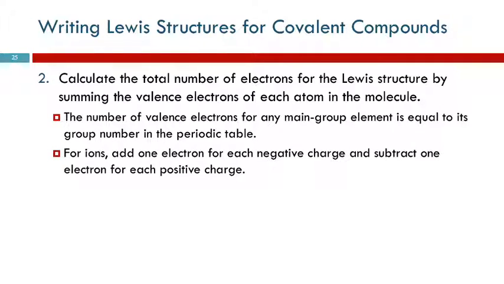The next step is to figure out how many valence electrons you have for all those atoms. You look at the periodic table and identify what group number they're in and how many of them you have, and you just get a total number of valence electrons. If you have an ion, then you have to adjust the number of valence electrons. And these ions are going to be those polyatomic ions. If you have a negative charge, you're going to have to add an electron. If you have a positive charge, you have to subtract an electron.